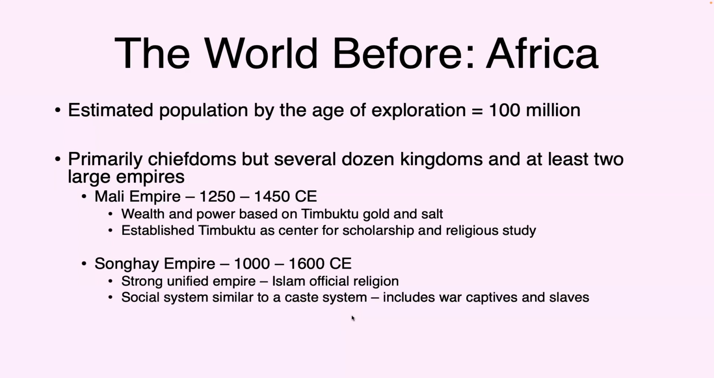They had a social system that was similar to a caste system, meaning that they had a very clear stratification between nobles, commoners, slaves, war captives, etc. That means that society was very strictly separated into different groups.